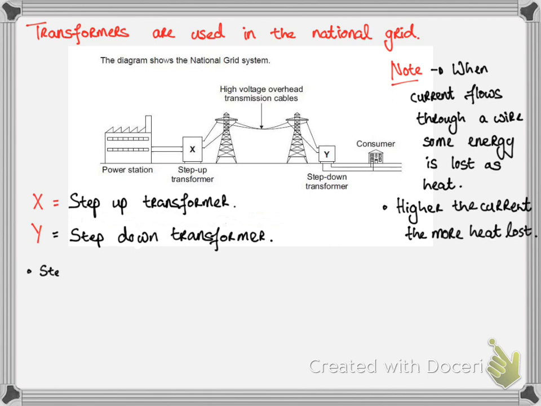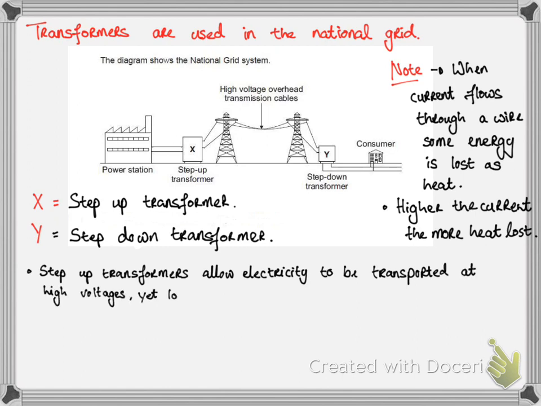So, to stop this, step-up transformers allow electricity to be transported at high voltages, yet low currents. This is to reduce energy loss. So a usual power grid or power station will generate 25,000 volts. However, the step-up transformer will convert this 25,000 volts into 132,000 volts, or even 275,000 volts, or 400,000 volts, depending on the power grid used.